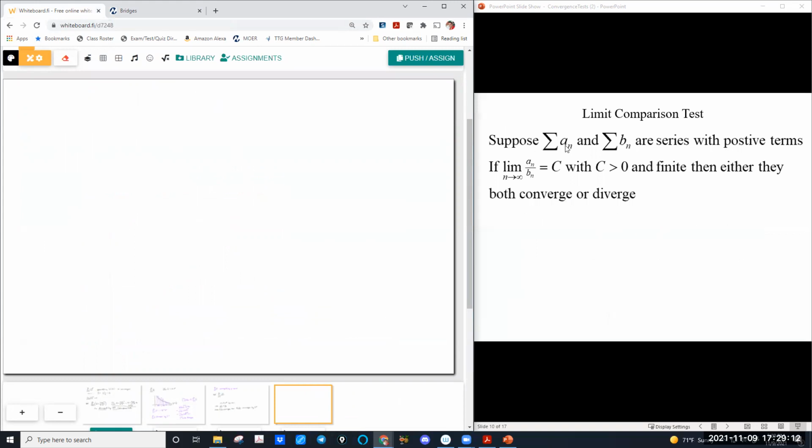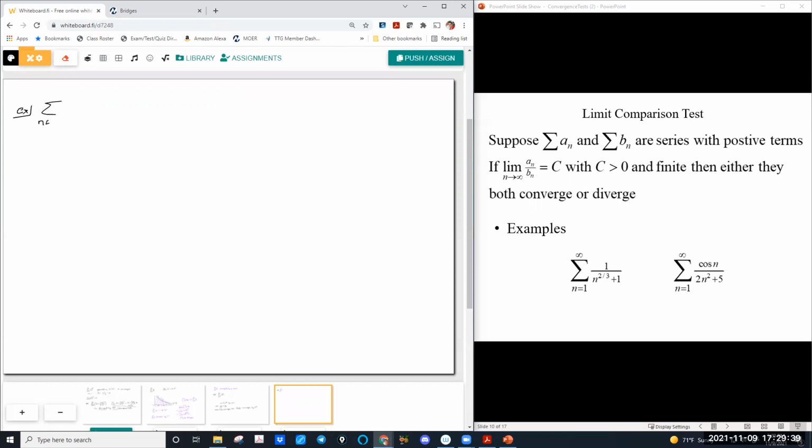So suppose that we have two series with positive terms. Then the limit as n goes to infinity of their ratio, if it comes out to a non-zero constant, then they either both converge or both diverge. All right, so let's take a look at this first example to see how the limit comparison test works out.